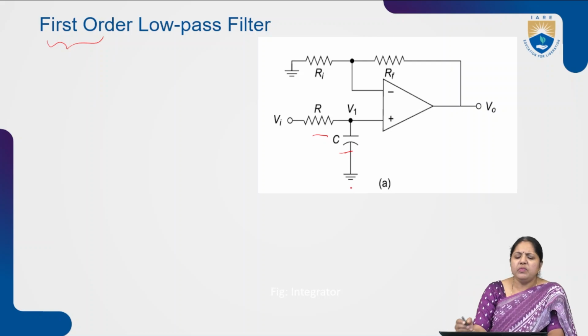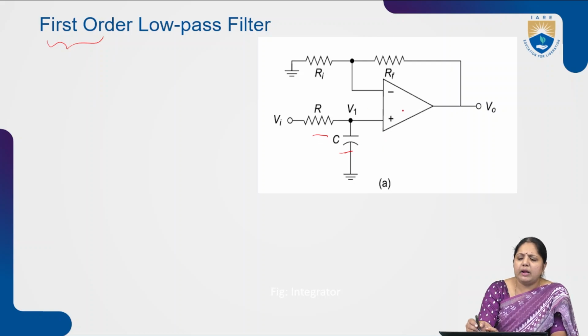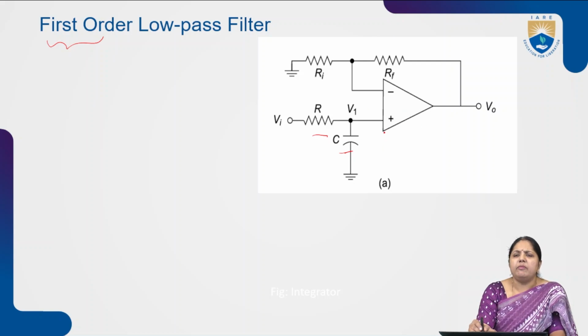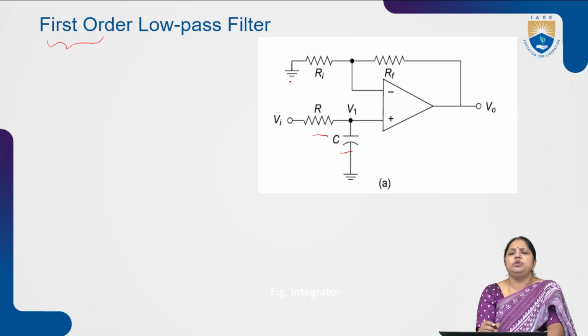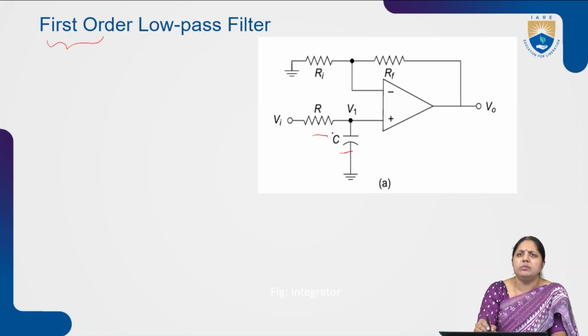Now, according to the operation, what is the operation here? If you observe, this is a non-inverting amplifier. We are giving the input to the non-inverting terminal, and the inverting terminal has been short circuited to ground. Here we are giving the input to the non-inverting terminal of the op-amp, along with this RC network. And for the inverting terminal, we are giving a feedback type of connection, a negative feedback.